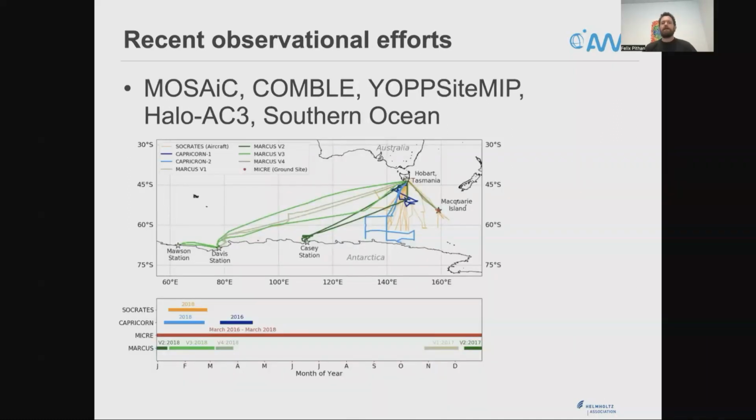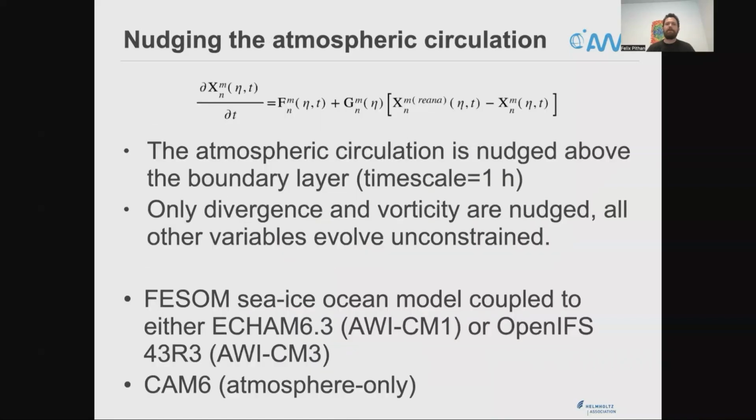We do have a large amount of observational data, not least through the efforts of the Year of Polar Prediction community. So we have the MOSAiC data, the COMBLE data, all the data from YOPP-SiteMIP, the HALO-(AC)3 aircraft campaign earlier this year, and a number of campaigns that have targeted Southern Ocean clouds over the last couple of years. But it's not always straightforward how to actually turn this great observational data into physically consistent model improvements. A strategy that I would like to propose for that, and from which I want to present a case study in the remaining time of my talk, is to use climate models in a nudged setup.